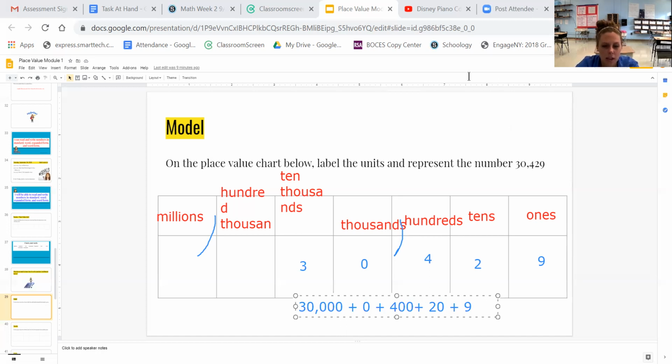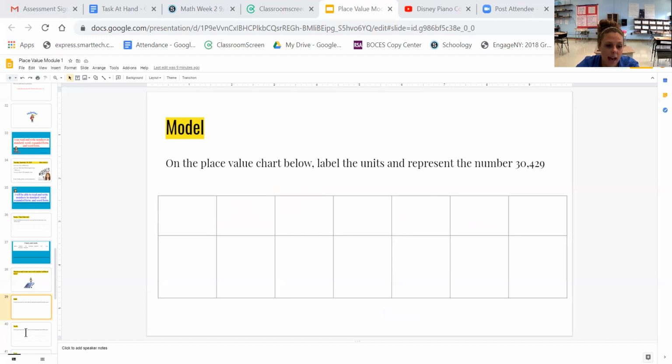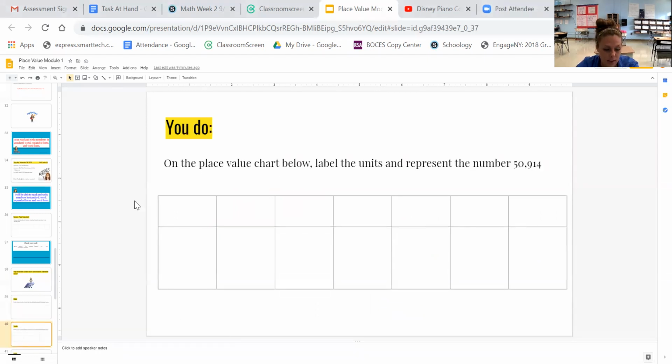So what I'd like you to do now is go ahead to the next slide, slide 40, and you're going to first fill out your place value chart, and then second, fill in that number, 50,914. What would it look like on your place value chart? Go ahead and pause. You could take a screenshot of your screen and write it, or you could do it on your whiteboard. This part's not graded, it's just practice to work on today's skills of reading and writing numbers. Okay, go ahead and pause your video.